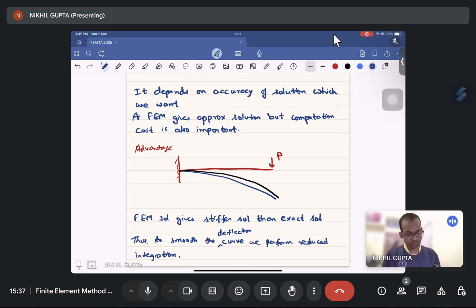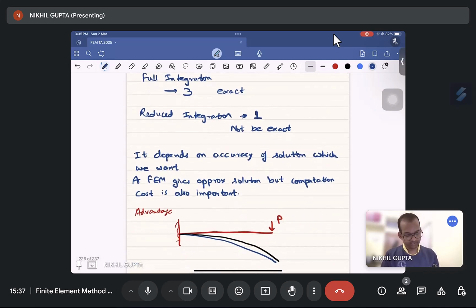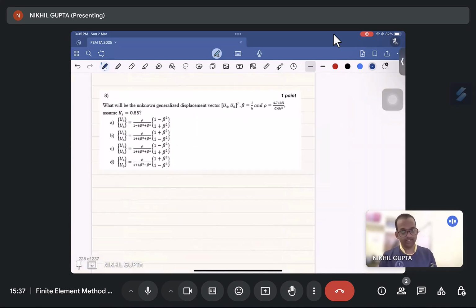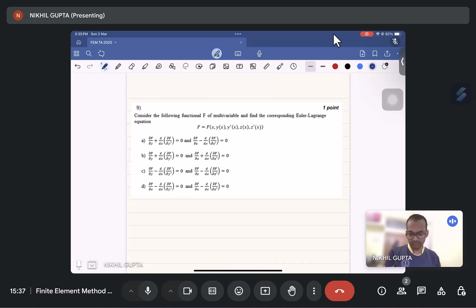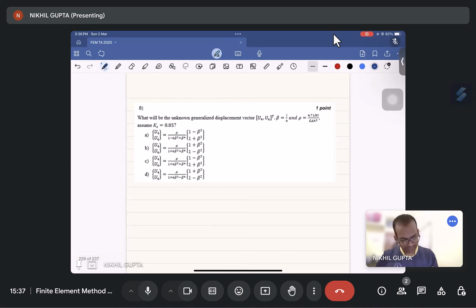So this is all about the full integration and the reduced integration. Questions number 7 and 8 I have already discussed in the last class, you can refer to it. Now let's go to the ninth question. By the way, the answer for the seventh is B and the eighth is C.